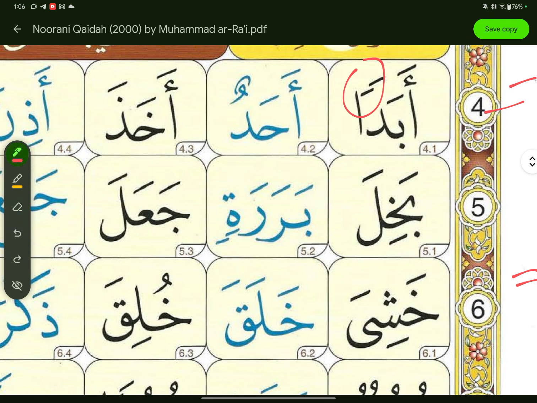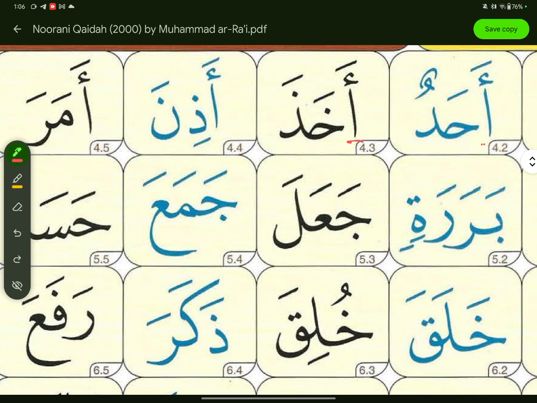Next. This is a fatha again with an alif. So it'll be a. Fatha on top of a ha. Ha. And now dhammatan upon dal, which will be dun. So ahadun. Right? Ahadun. Alright. Moving on.